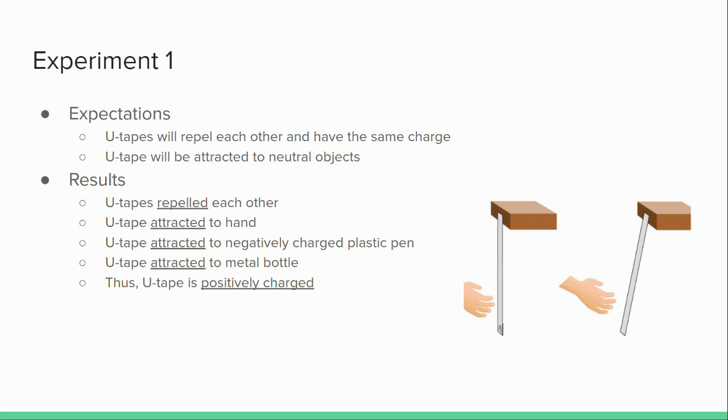The results are that the U-tapes did indeed repel each other, and that the U-tape was attracted to the neutral hand, the negatively charged plastic pen, and the neutrally charged metal bottle. Thus, we can assume that the hanging U-tape is positively charged.